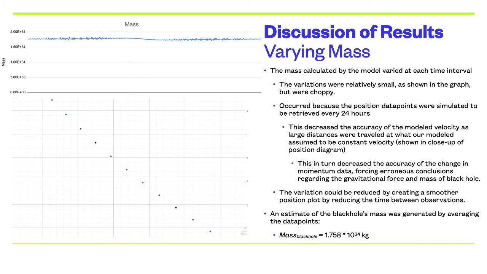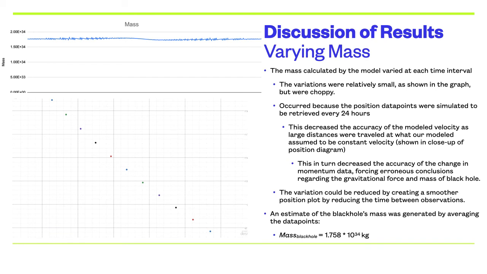Now finally, a quick discussion of the results. The calculations of the masses of the black hole by the model varied at each time interval. These are shown in the graph above. The variations were small, but occurred because the position-time data wasn't smooth, as it was recorded in 24-hour time intervals. This forced a less accurate calculation of the object's velocity, which in turn caused the determined net force to suddenly jump at each time interval.